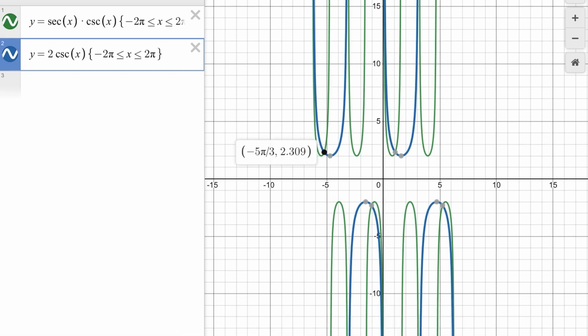And I can see that one solution is at -5 pi over 3. My next solution is at -pi over 3, just looking to see where the green and the blue intersect. Our next solution is at pi over 3, and our last solution is at 5 pi over 3. So I know I did this right, and I'm good to go.